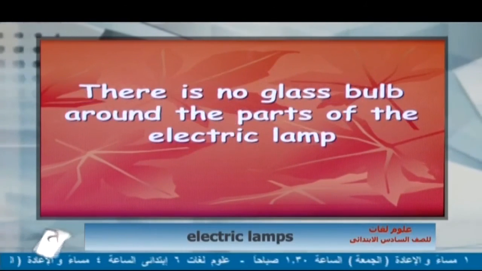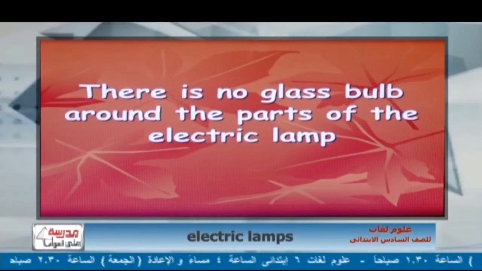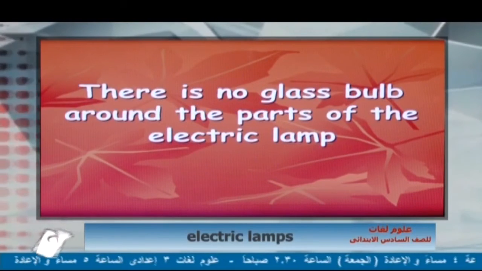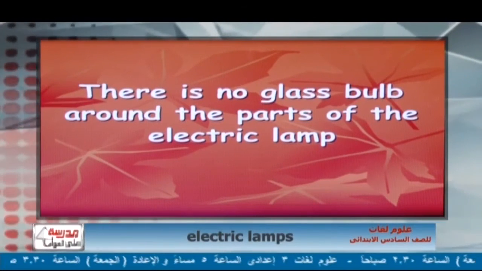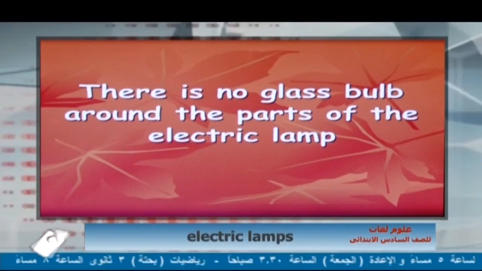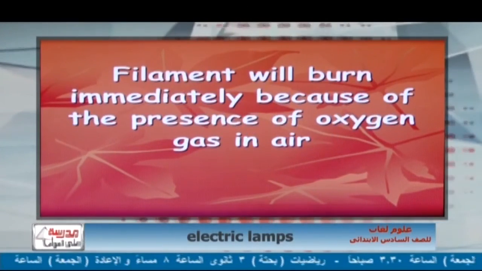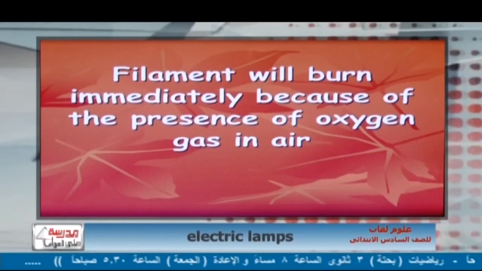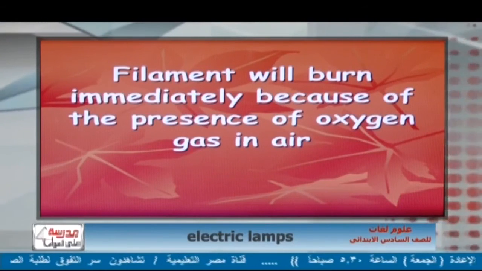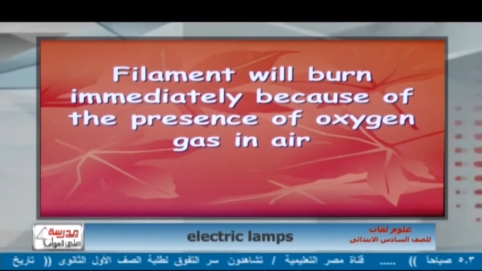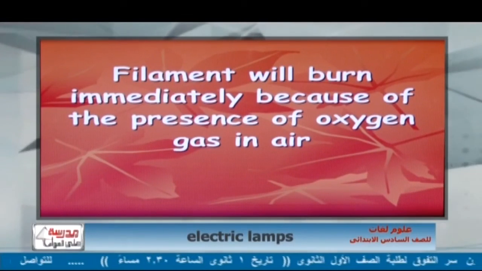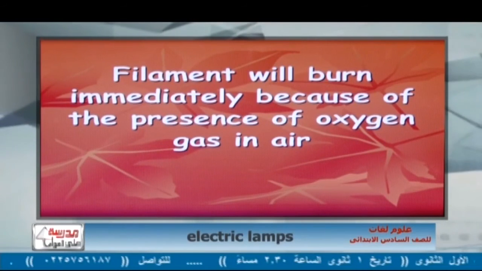Again, the question says what happen if there is no glass bulb around the parts of the electric lamp. Surely the answer will be that the filament will burn immediately because of the presence of oxygen gas in the air. So the filament burns immediately because of the oxygen in the air surrounding the filament.